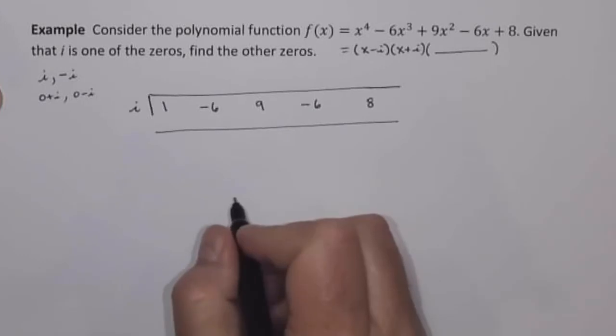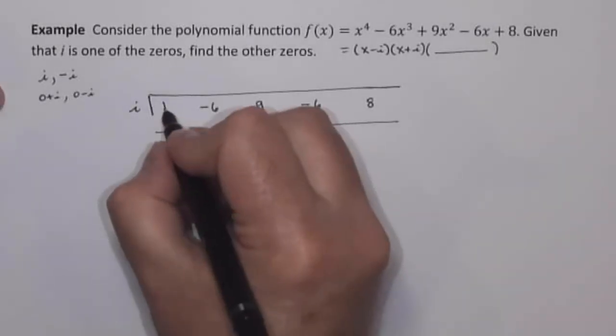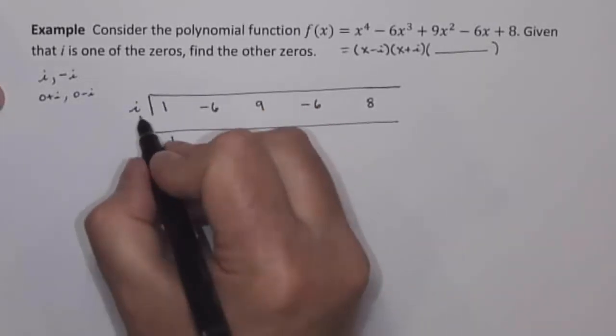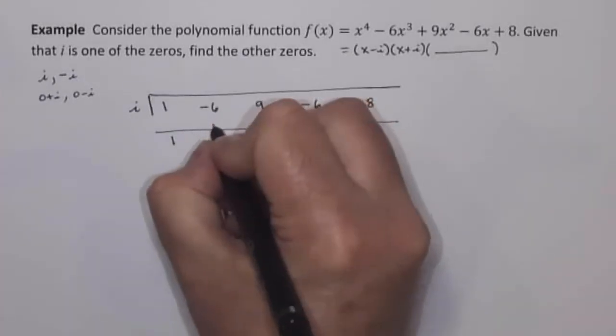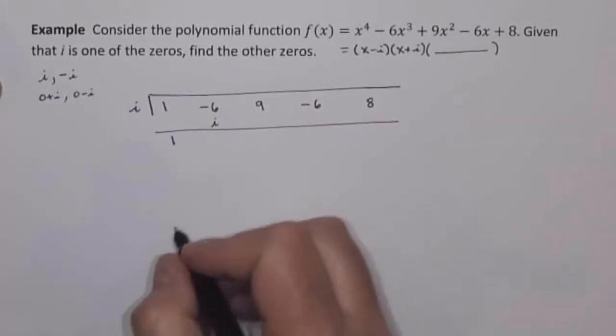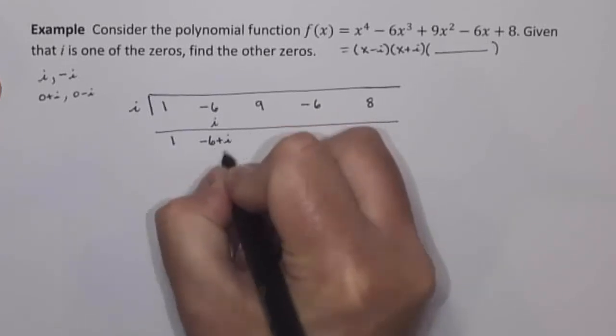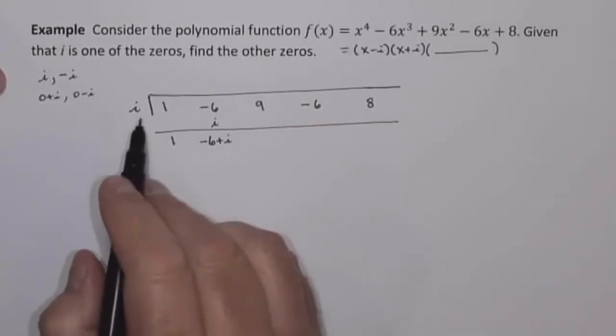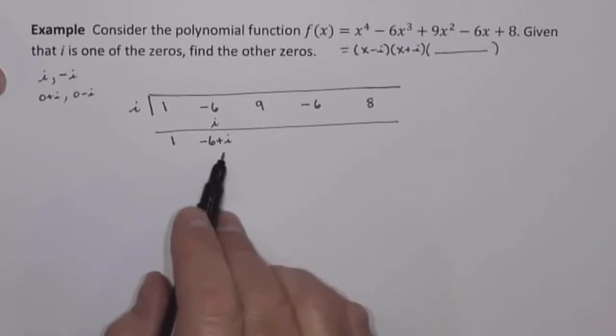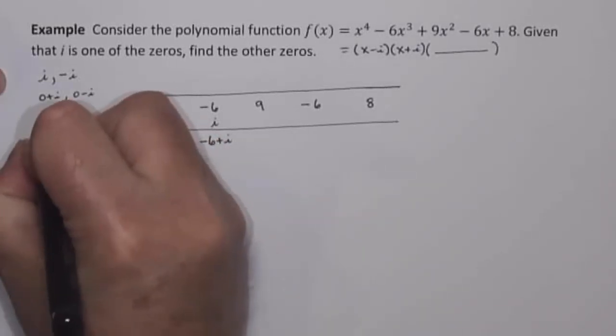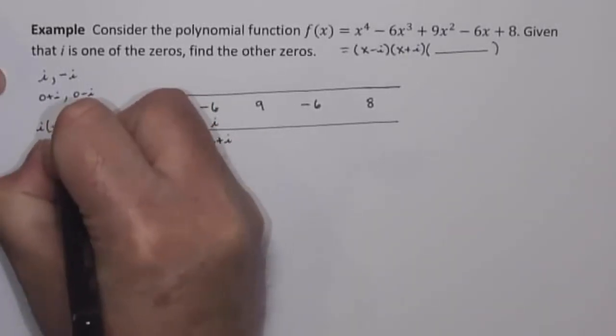I'm going to go through the synthetic division process. So I'm going to drop down my 1 and multiply. i times 1 is i. Add negative 6 plus i is just that, negative 6 plus i. So now I need to multiply i times negative 6 plus i. And I'm going to do that over here on the side.